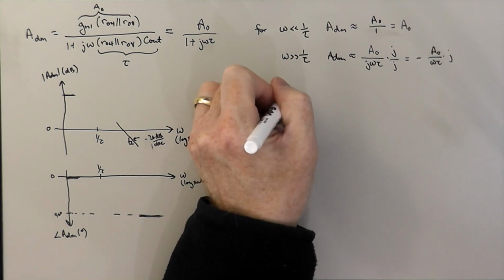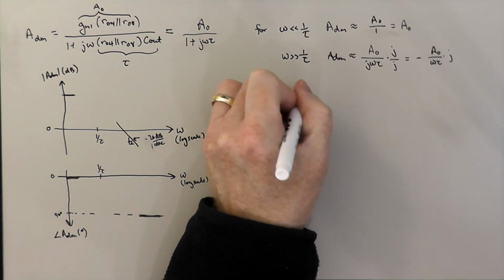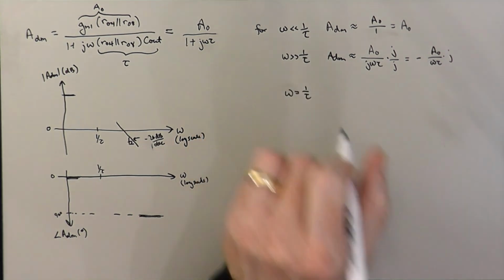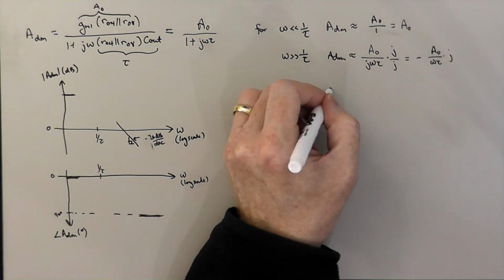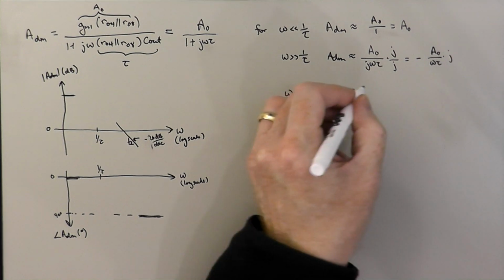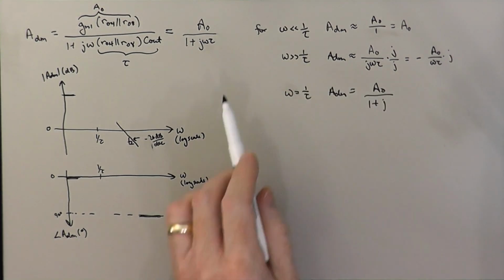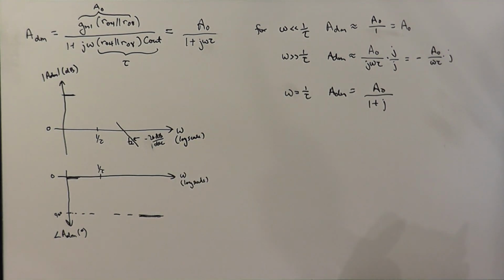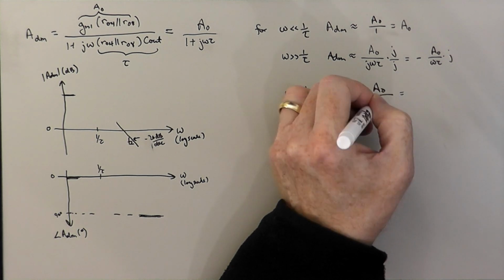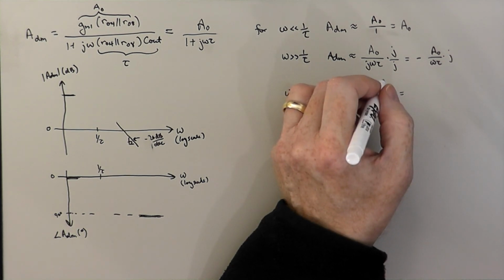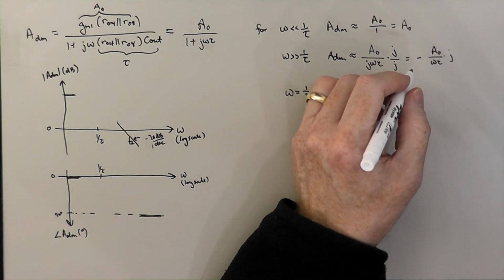For omega tau equals 1, or omega equals 1 over tau, this is just at this frequency right here, ADM is exactly equal to A0 divided by 1 plus j. So the omega tau is just 1 at this frequency. And if we like, we can, again, well, we can write the magnitude.